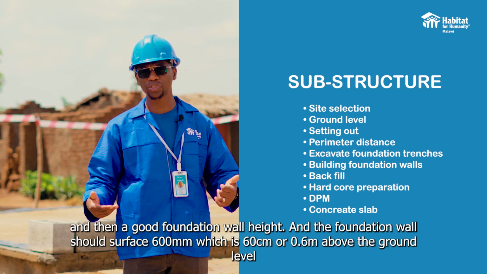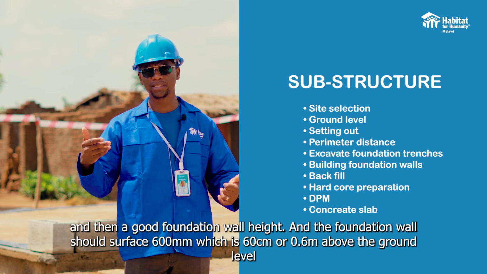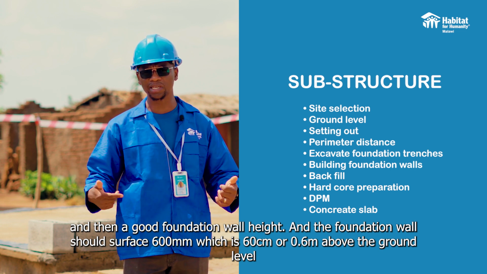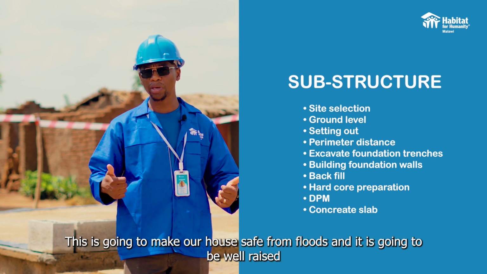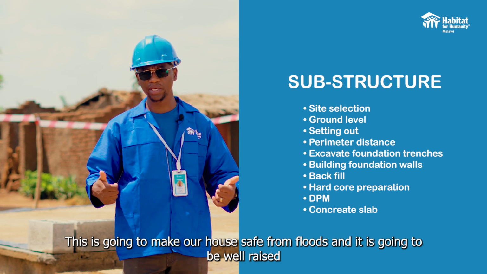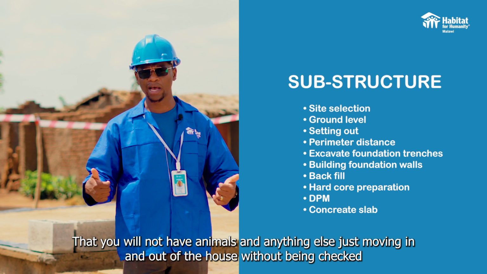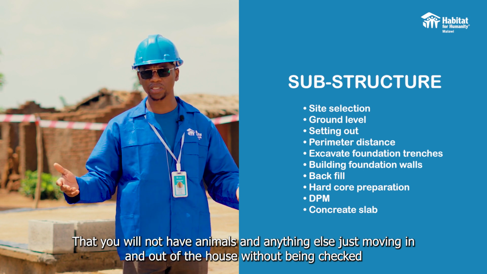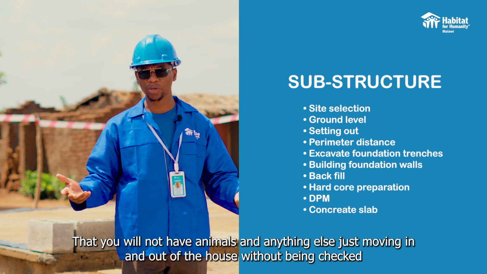And our plinth wall height should be 600 mm, which is 60 centimeters or 0.6 meters above the ground level. This is going to make our house safe from floods, and it is going to be well raised so that you will not have animals or anything else just moving in and out of the house without being checked.